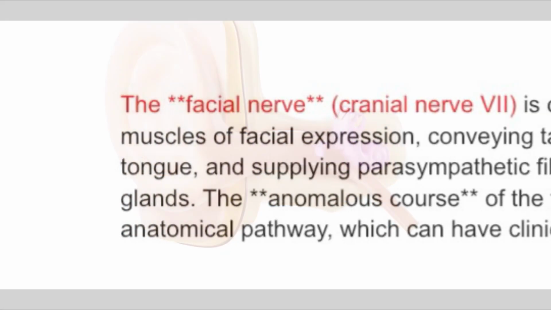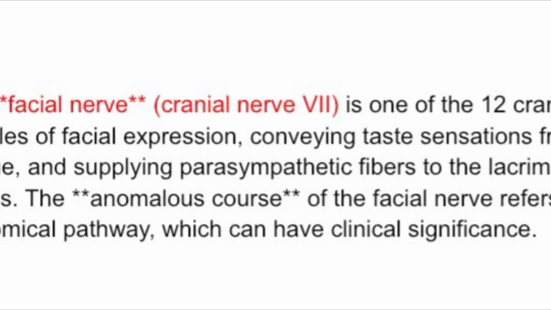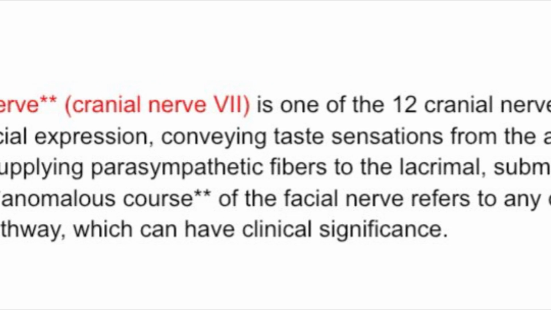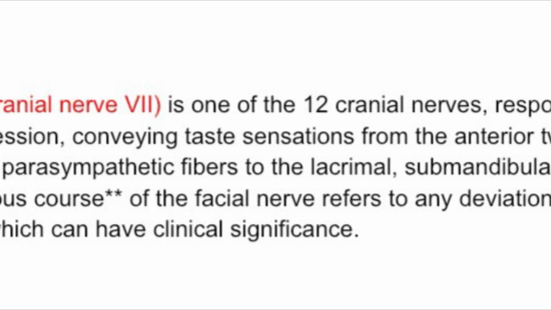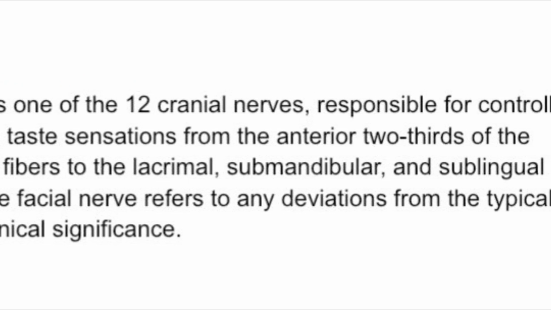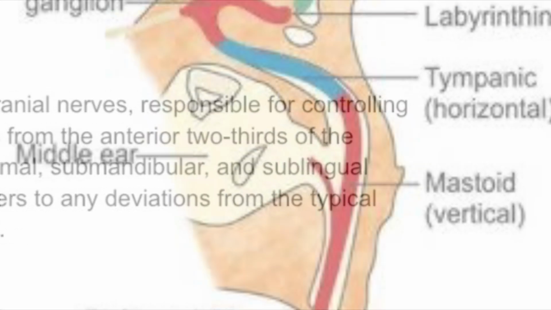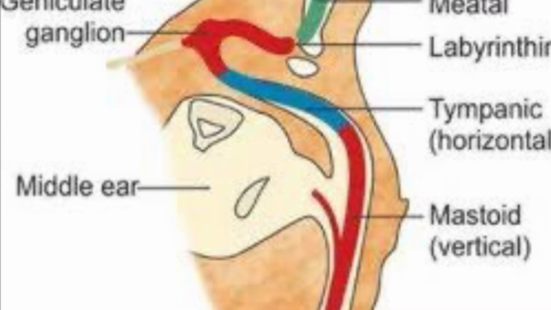The facial nerve, also known as cranial nerve 7, is responsible for controlling muscles of facial expression, conveying taste sensations from the anterior two-thirds of the tongue, and supplying parasympathetic fibers to the lacrimal, submandibular, and sublingual glands. In its normal course, the facial nerve follows 5 distinct segments.